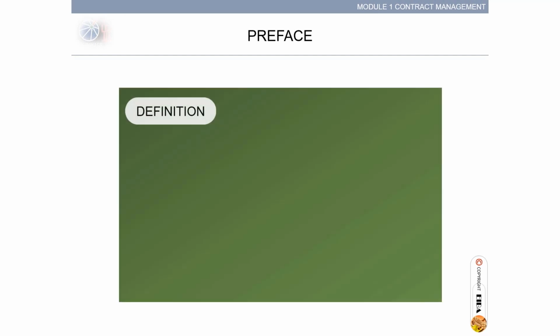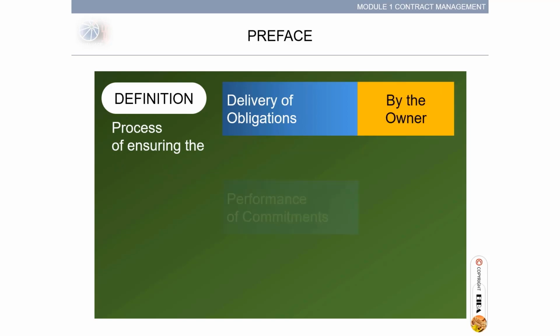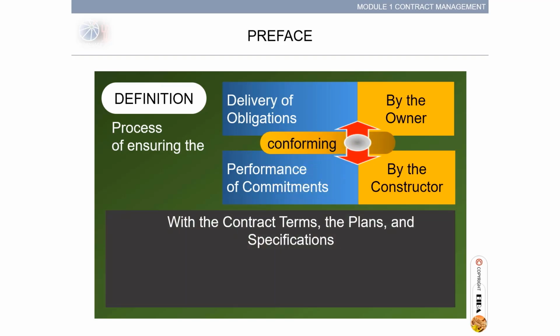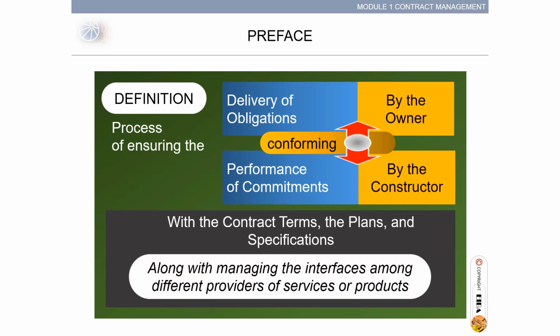As a preface, the definition of contract management is the process of ensuring the delivery of obligations by the owner, the performance of commitments by the constructor, are conforming with the contract terms, the plans, and the specifications, along with managing the interfaces among different providers of services or products. Description of contract management.